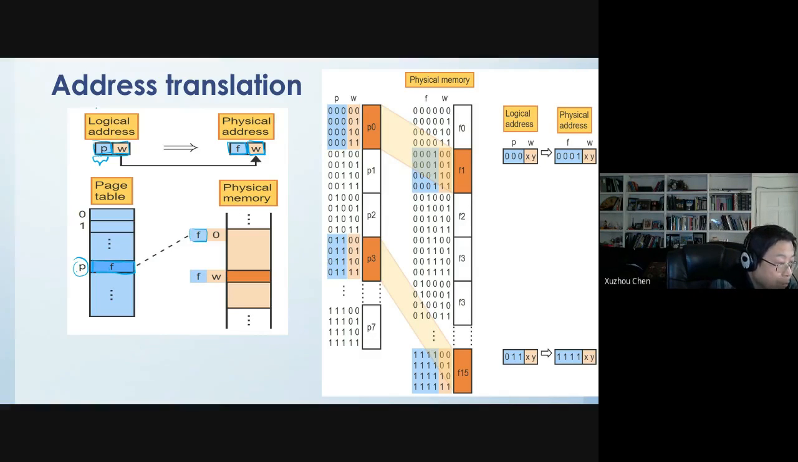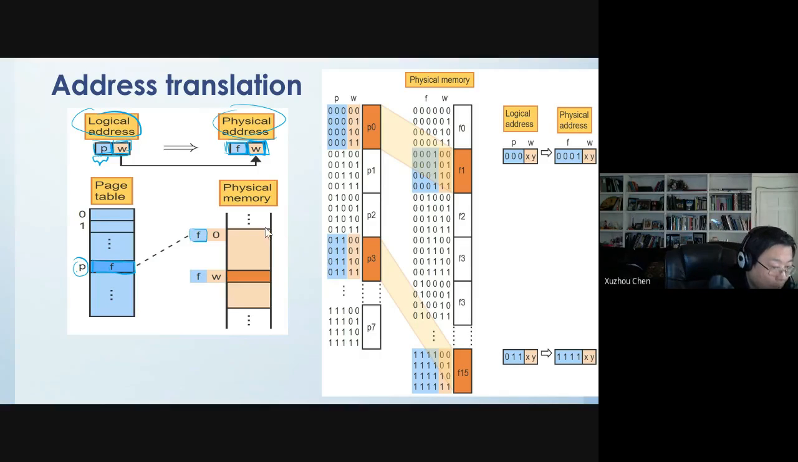So the mapping between logical address and physical address is pretty straightforward, right? Based on the logical address, we figure out the page number. Then we look at the page table and find the corresponding frame number. Then we form the physical address by the frame number plus the offset. So you basically copy the offset to the corresponding physical page.